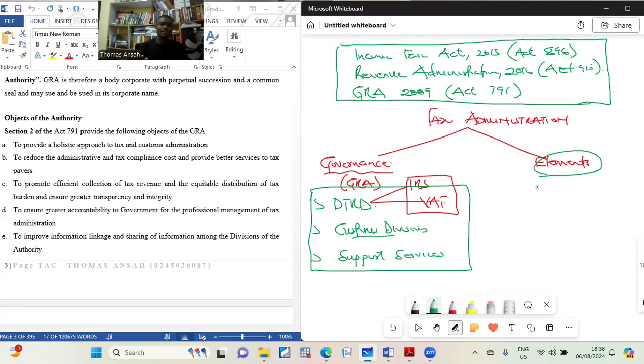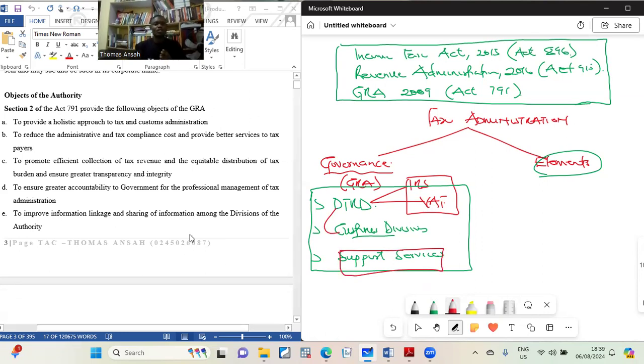You don't need to memorize this. I mean, think about it. Why does GRA exist? A holistic approach. Reduce tax compliance costs, promote efficiency in tax collecting. You have to promote efficiency, integrity, transparency, accountability. And information linkage between these divisions. There has to be information linkage between these people. That is why we have these support services. So that is that.